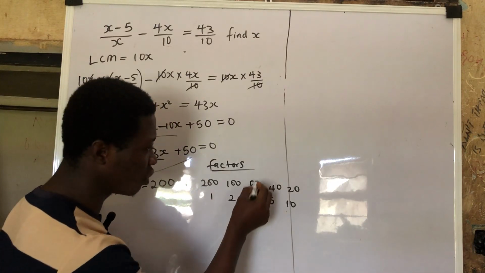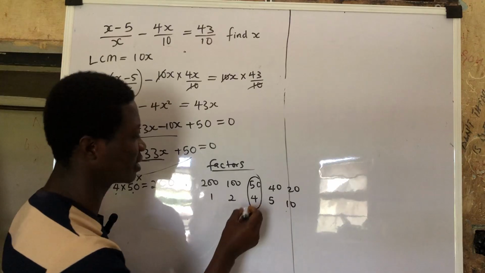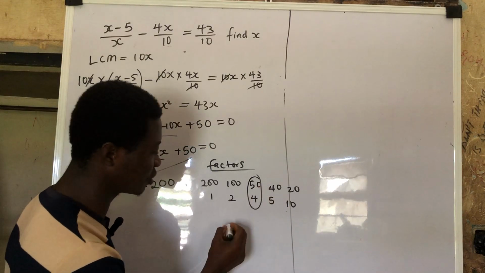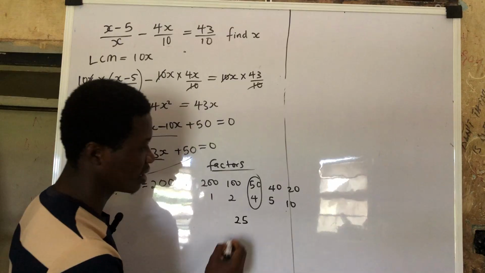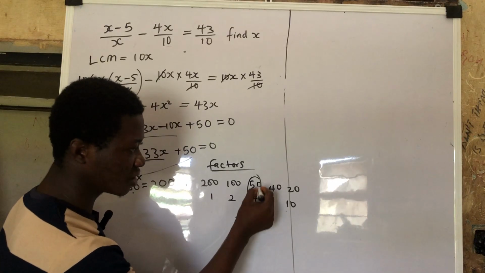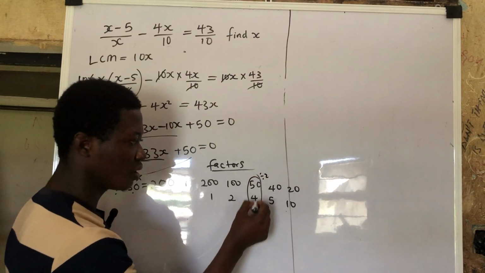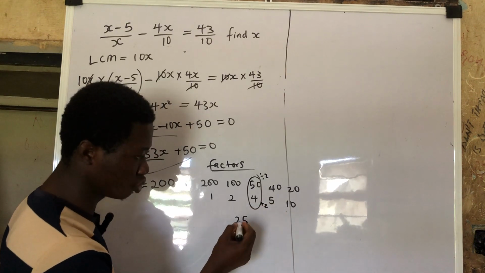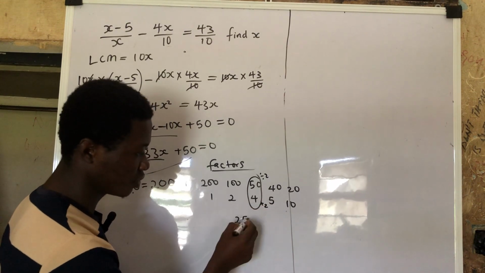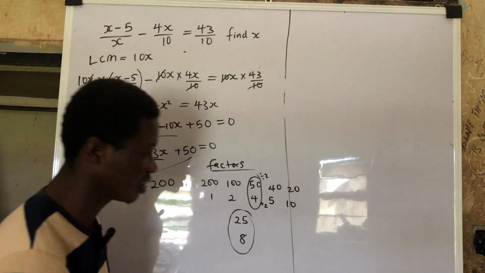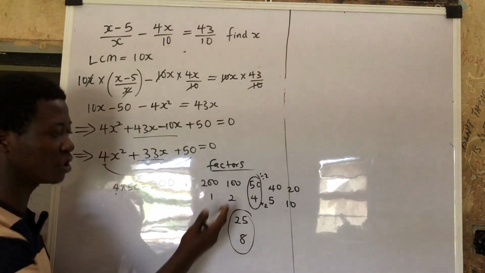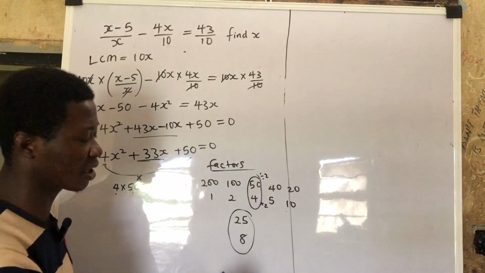Now we can equally go into this. Okay, let's take this for instance. When you divide 50 by 2, you get 25, right? And then, since you divided 50 by 2, you have to multiply 4 by 2. By so doing, you have 8. So we have 25 and 8. I think this will be the right factor, right? So 25 and 8 is the right factor. You saw what I did here.